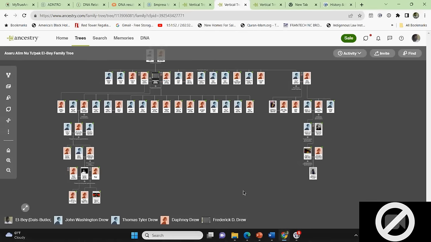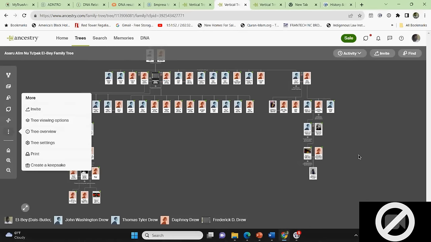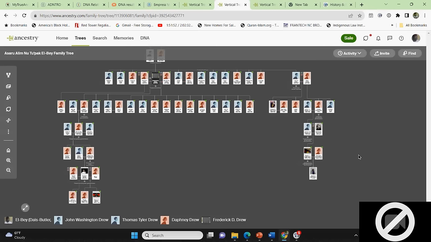And this is the lineage, y'all. This is the royal family of the Americas. We also have the royal family of Europe, as well as the royal family of Africa.